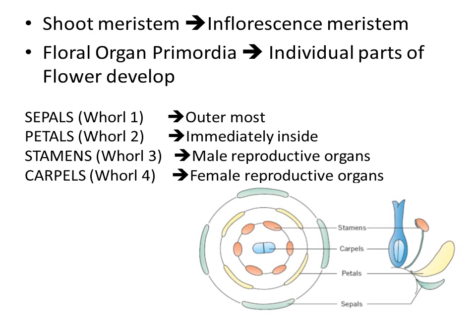Now, the floral organ primordia with individual parts of the flower will develop. What are the parts? There are four parts: sepals, petals, stamens, and carpels. The first whorl, which is the outermost whorl, gives rise to sepals. Next, whorl 2 gives rise to petals. Third, whorl 3 gives rise to stamens, that is the male reproductive organ. And fourth is the carpels, which give rise to the female reproductive organ.